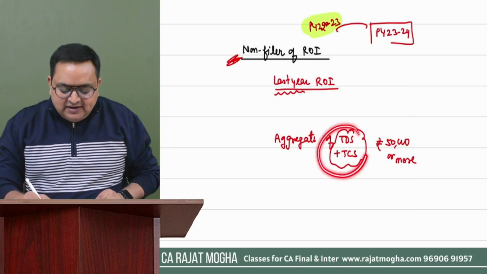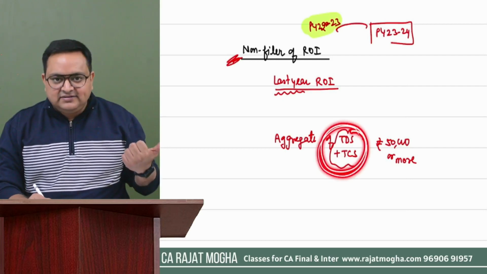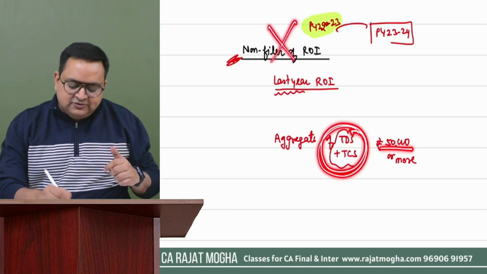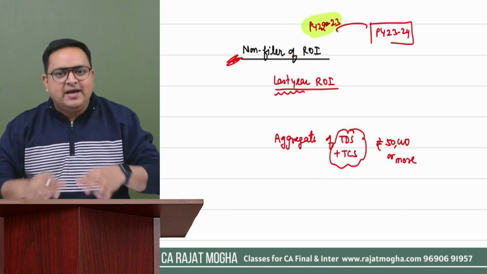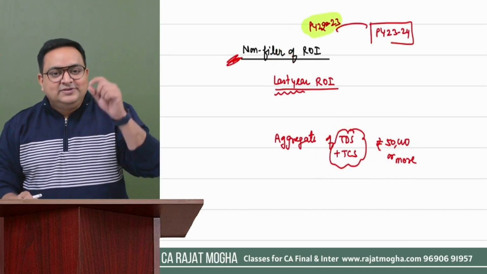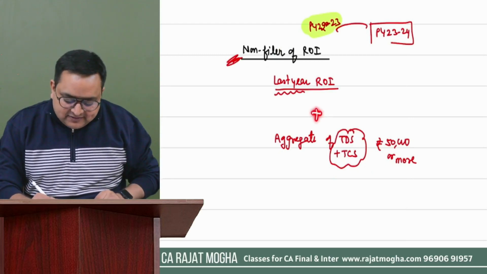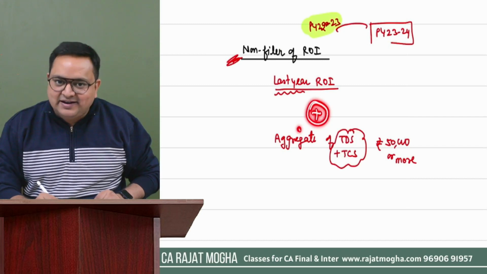So just aggregate the TDS or TCS of that last year. If it was less than 50,000, then this person is not a non-filer. This section will not be applicable to that particular person. So this section will only be applicable if both the conditions are satisfied.